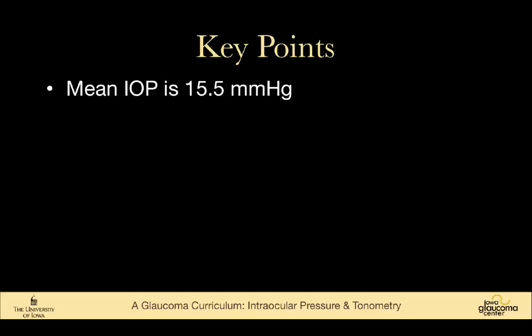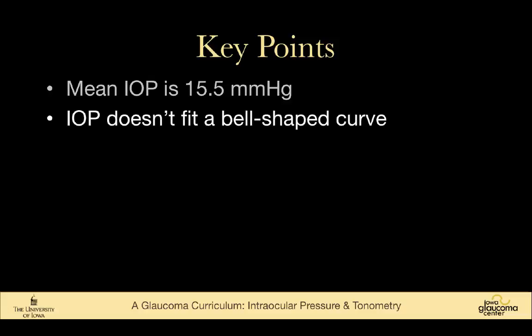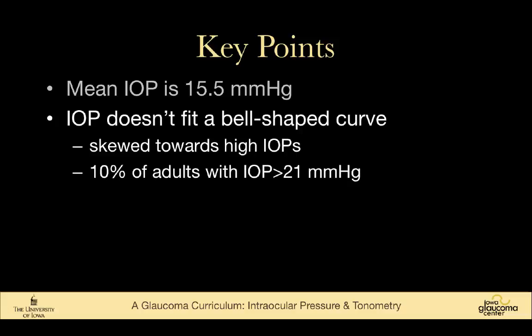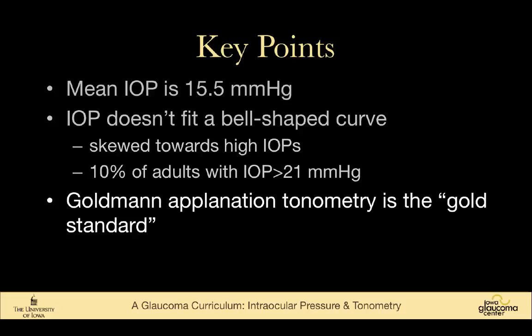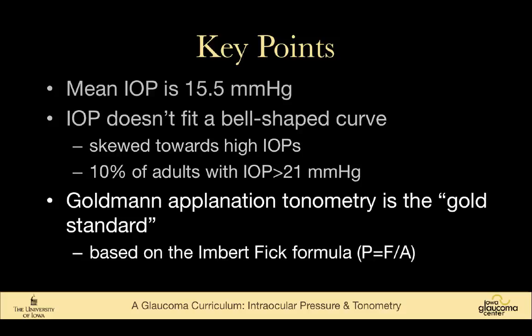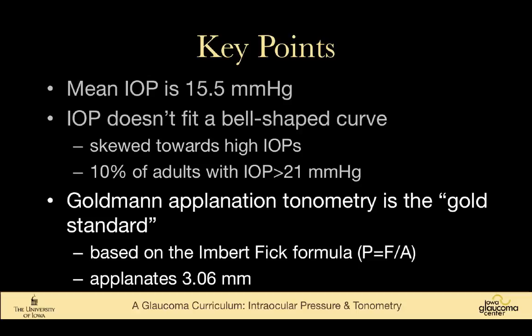So the key points in this talk: mean intraocular pressure is 15.5 millimeters of mercury. The pressure does not fit a bell-shaped curve, skewed towards higher intraocular pressures. And 10% of adults have pressures over 21 millimeters of mercury. Goldmann applanation tonometry is the gold standard for measuring intraocular pressure, and this is based on the Imbert-Fick formula. It applanates a diameter of 3.06 millimeters.